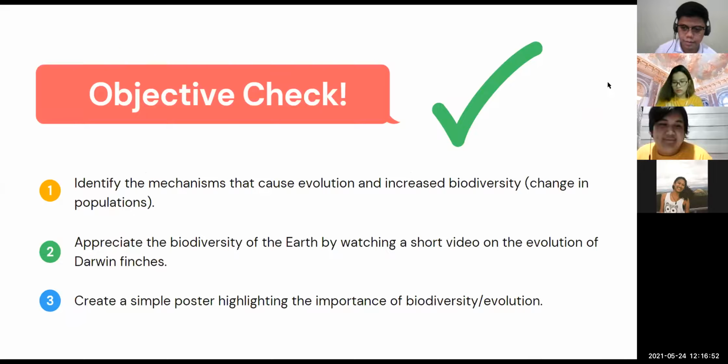Very good, natural selection. And then we have genetic drift. Very good. And then we have mutation. Very good. Lastly, we have gene flow or migration. Okay, thank you. Very good.